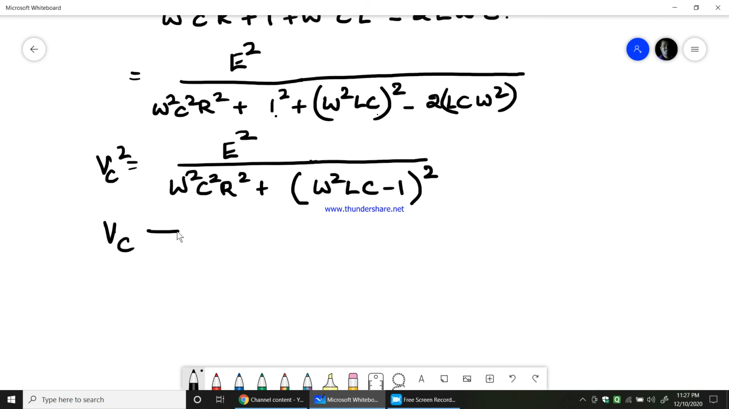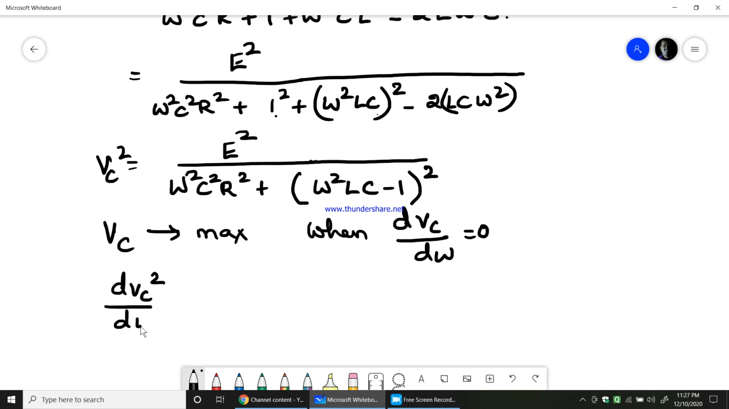Now Vc will be maximum when dVc by d omega equals 0. So voltage will be maximum when you differentiate voltage in terms of omega and equate that to 0. That is the condition for maximum voltage that we need to find. Therefore, dVc square by d omega would be equal to, so we know that d by dt of u by v is nothing but v into d by dt of u minus u into d by dt of v, divided by v square.